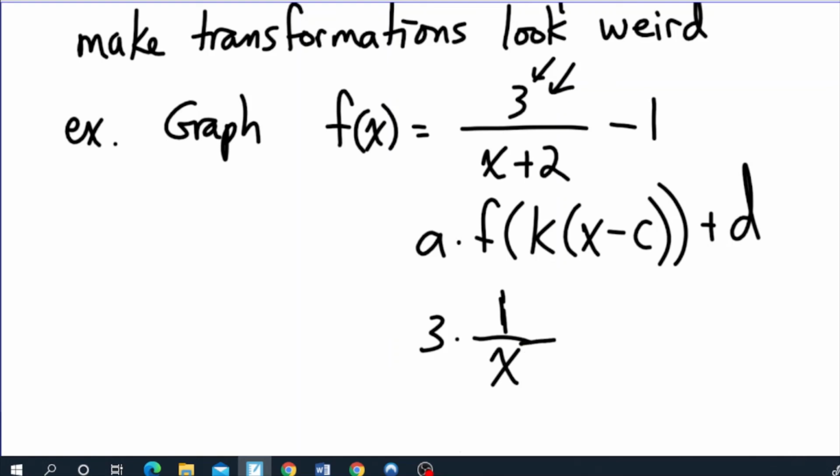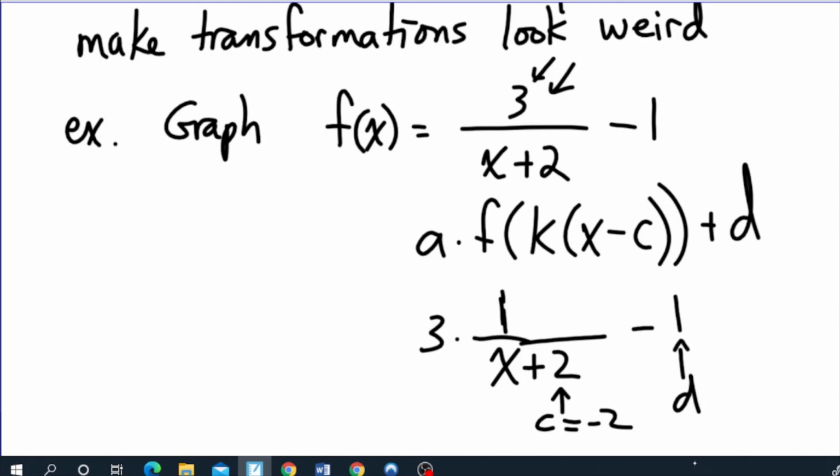The plus 2 should be pretty easy. It is next to the x, so this would represent our c, which would actually be negative 2 because you're putting it into an equation that has a negative in front of it already. And the minus 1 would be the d in that equation.